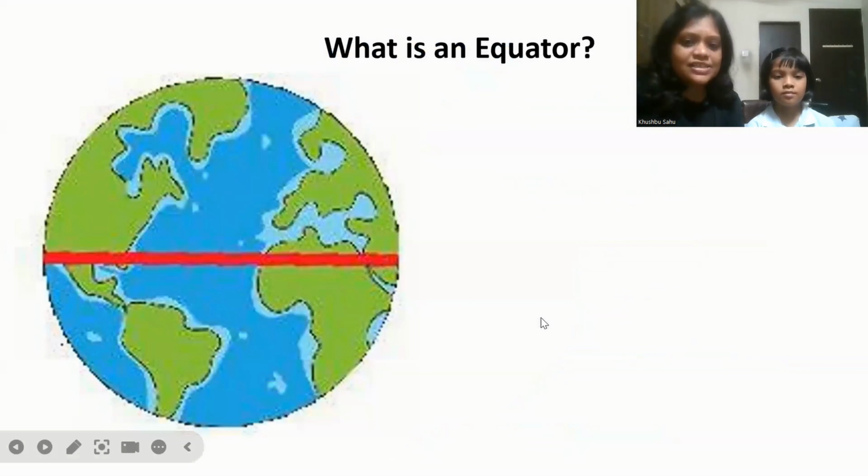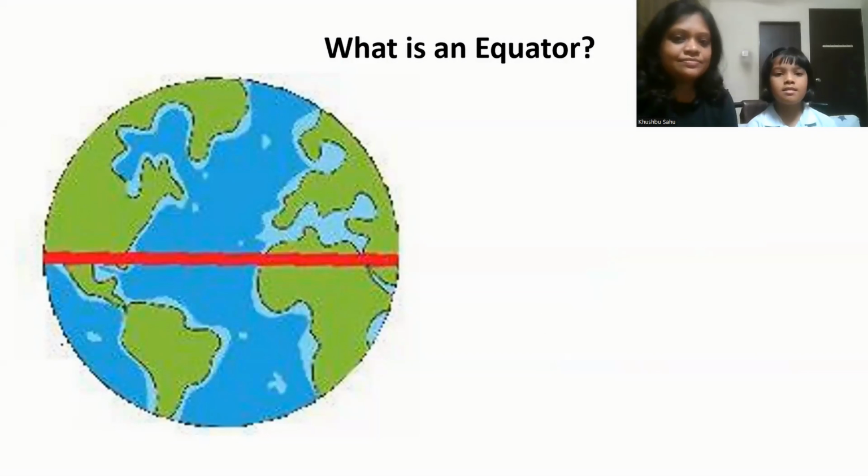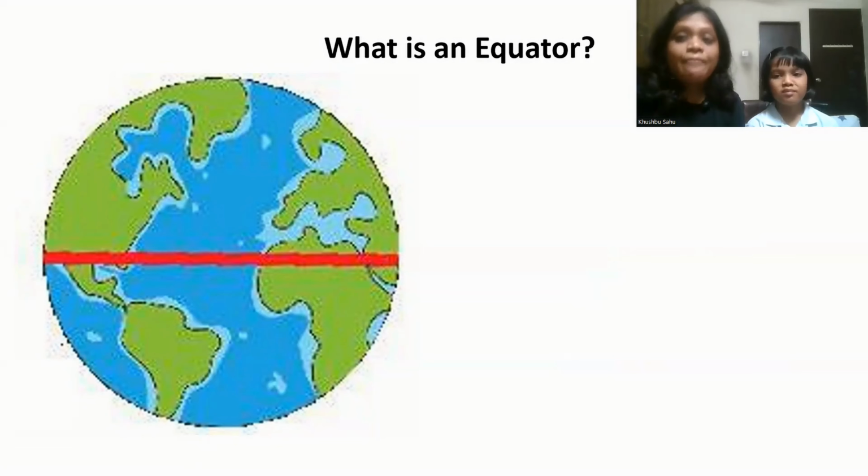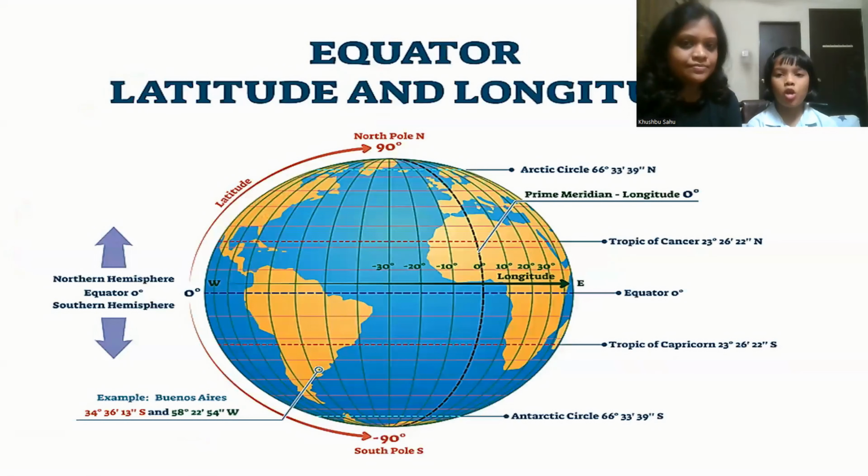So Advika, what is this? This is an equator. No, not this red line. What is this? This is our planet Earth. Right. So kids, do you know one thing? That there is an imaginary line. Advika, what is the meaning of imaginary line? Imaginary, it is non-existent, which means it is not real. It only exists in our imagination.